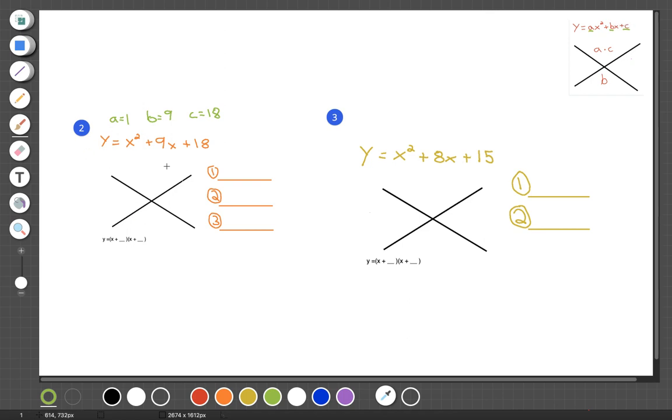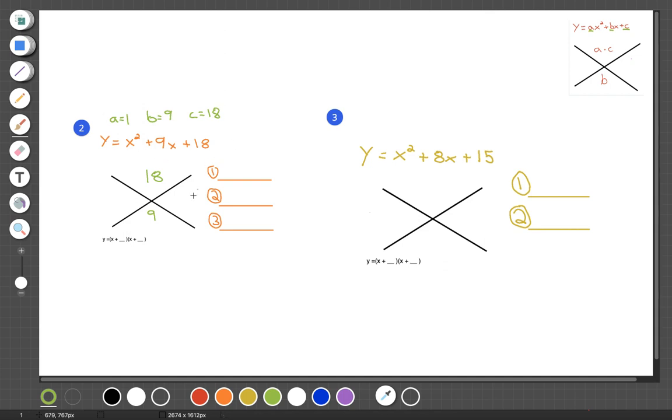Second step, you need to set up your diamond problem. So you can refer back to here again. A times C is going to go in here. So what's 1 times 18? Well, that's going to be 18. And then B goes in the bottom, or B is 9. Okay, now second step, done.